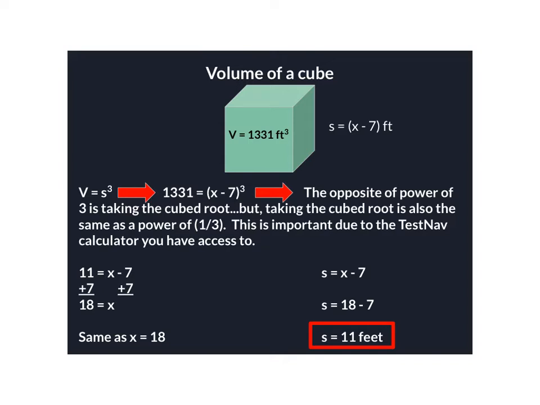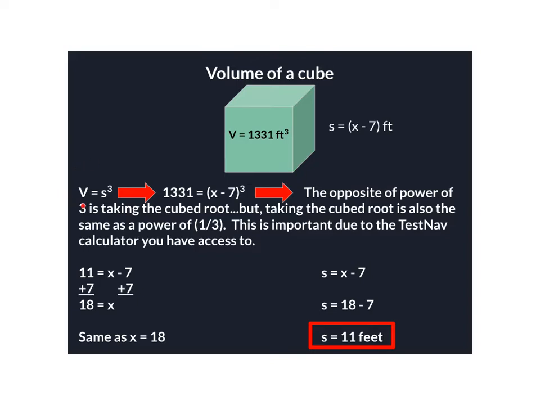So if we look here at this cube, they give us a volume of 1,331 feet to the third power. Now, we read this as feet cubed or cubic feet. It's really important that you keep in mind your dimensions, especially as you move forward to geometry next year. So again, they give us the volume right here. And then they tell us that the length of this side is represented by this expression x minus 7. So that means all these sides on the cube are going to be represented by this. So we just need to find out what that actual side is.